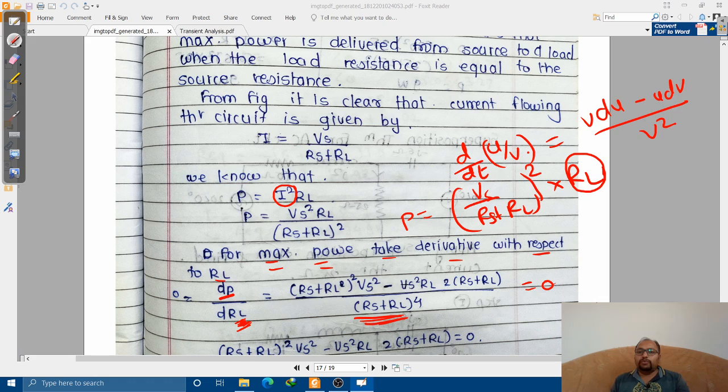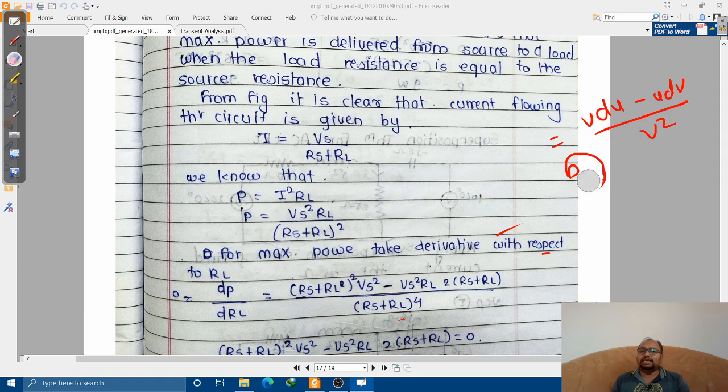So Vs square into RL, this RL is nothing but this RL. Do not get confused. The square comes to the multiplier side, so 2 into (Rs plus RL), and the derivative of this bracket: Rs is constant, so it becomes 0 plus 1. Therefore the final equation is this. I hope you understood the derivative. You know this very well, I am not going to repeat it.